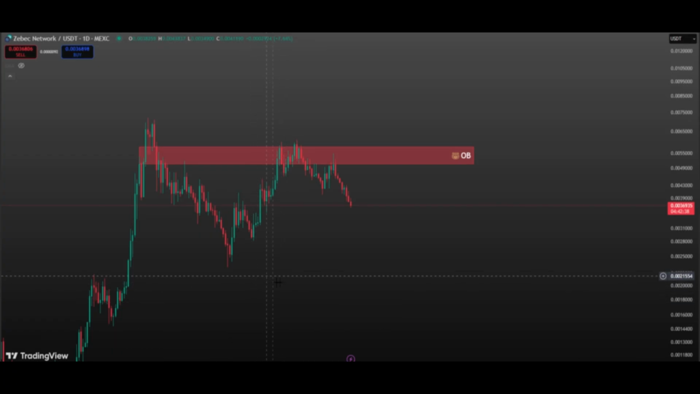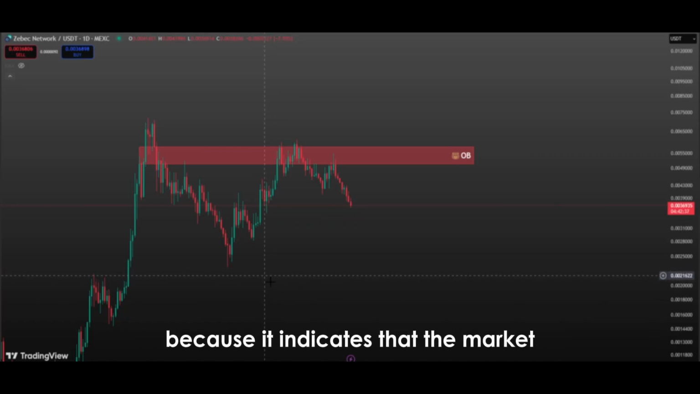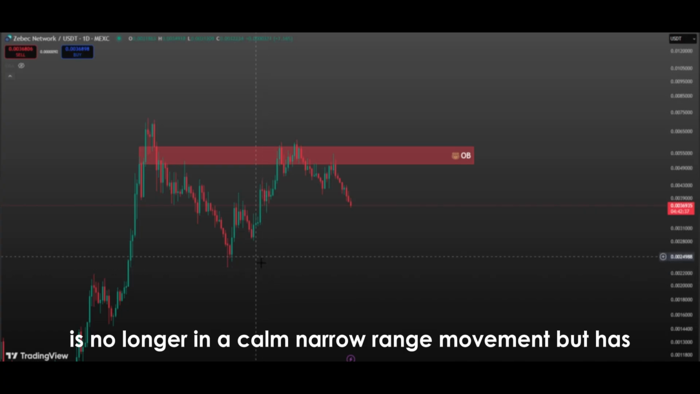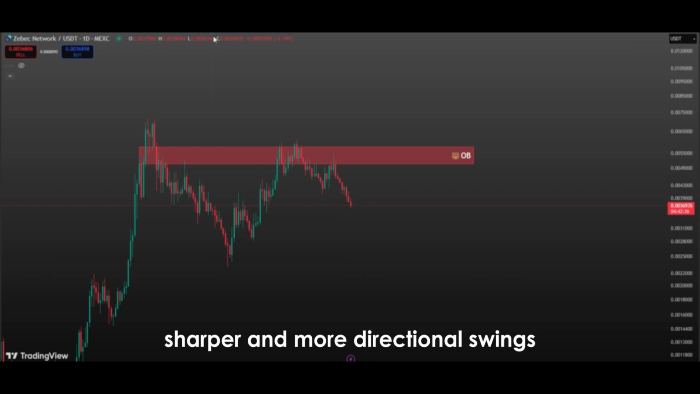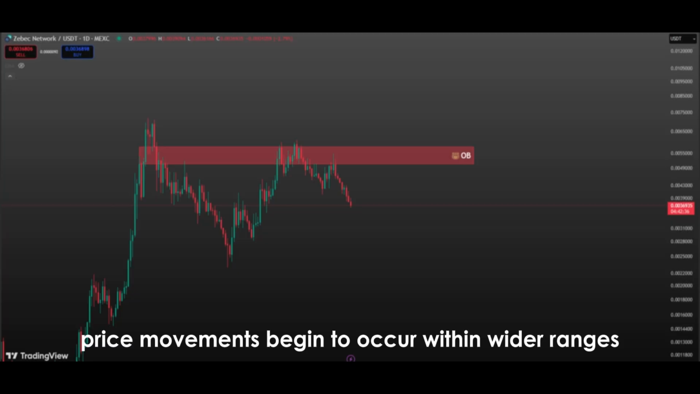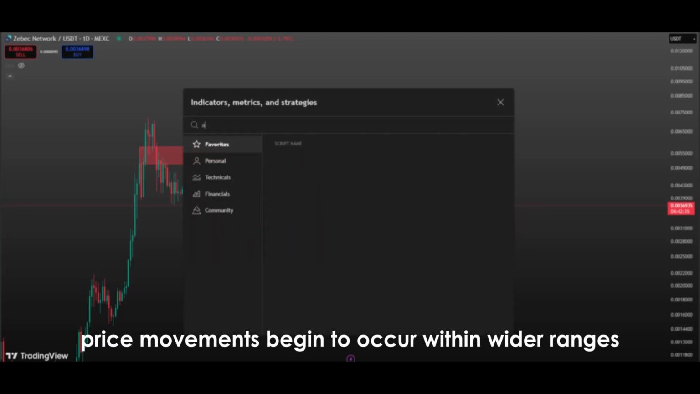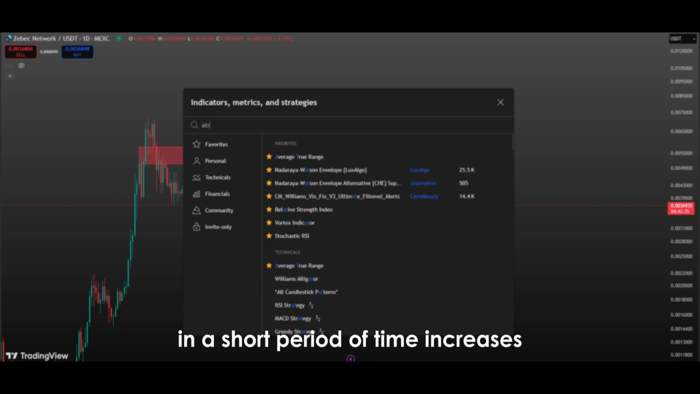In the ATR indicator, a rising line actually shows that market volatility, that is, price fluctuations, has started to increase. This rise is a very critical signal for investors because it indicates that the market is no longer in a calm, narrow-range movement, but has entered a phase of broader, sharper, and more directional swings. As ATR rises, price movements begin to occur within wider ranges, and the likelihood of stronger trends forming in a short period of time increases.